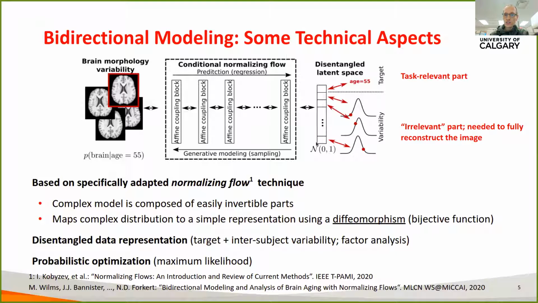And the representation here is what we call latent space, and it's a disentangled latent space where the first dimension of the latent space accounts for the task-relevant part. So it's either the regression or classification target in the generative classifier or regressor, and then all the other dimensions of the latent space are irrelevant to solve the task, but they are needed to fully reconstruct the image so that we can generate nicely looking images. And it's a fully probabilistic model, so we use probabilistic optimization here, maximum likelihood optimization, and we can also generate data in a probabilistic way.